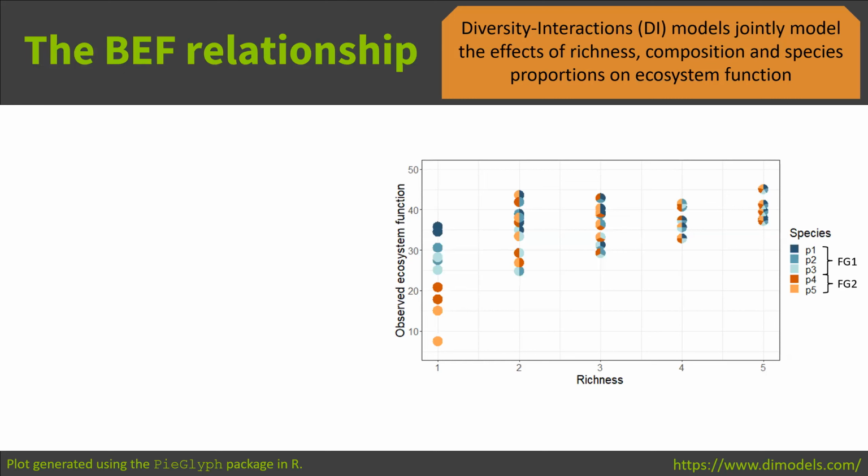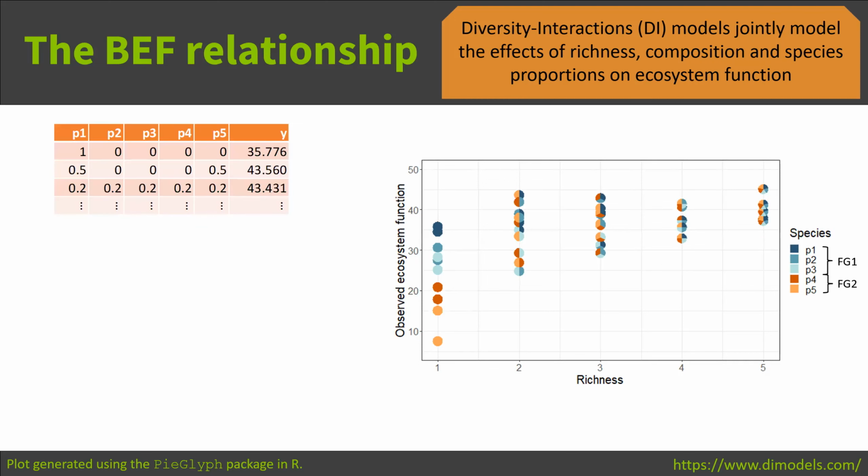Diversity interactions models jointly model the effects of richness, composition, and species proportions on ecosystem function. So how do they do that? First of all, the type of data that is needed to fit a diversity interactions model is the proportion of each species in each plot or experimental unit and the ecosystem function response.